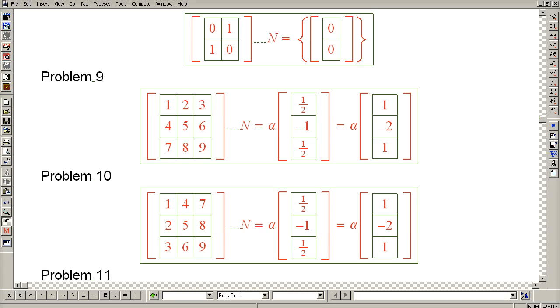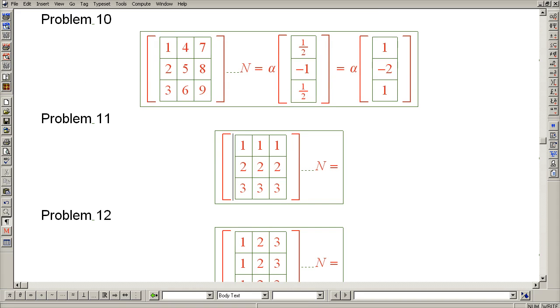A matrix and its transpose usually have different dimensions and therefore have null spaces that even live in different spaces and therefore cannot usually be compared. But in this case, not only did they both live in R3, they're actually equal, but that's totally by coincidence. Problem 11. In problem 11, the columns are linearly dependent because they're all equal to each other. So that will actually give us two independent relationships among these columns.